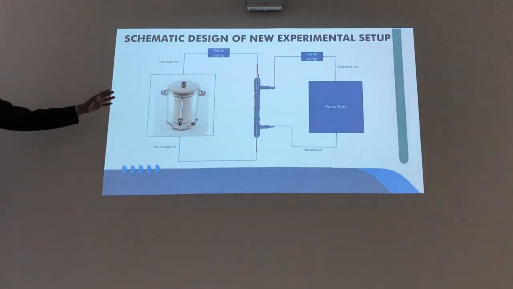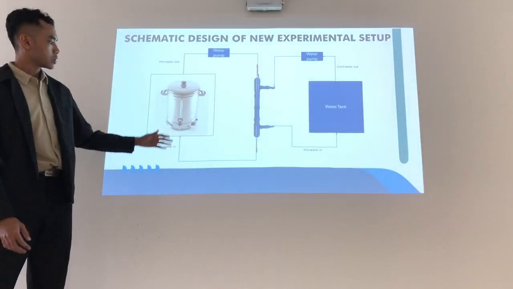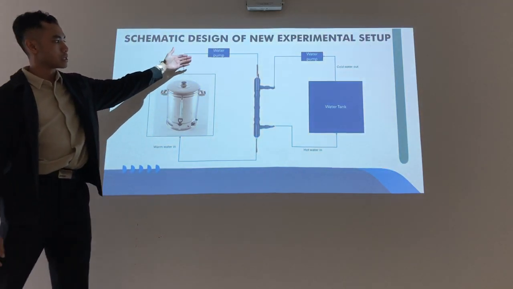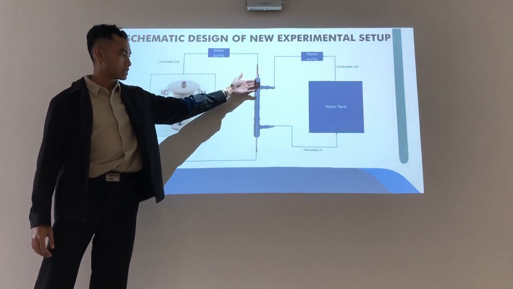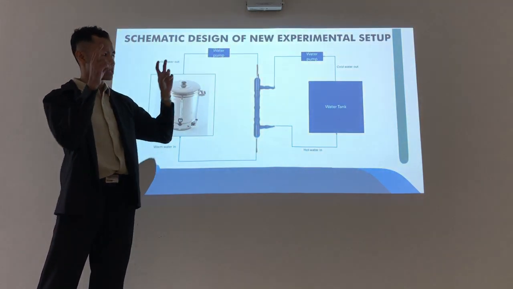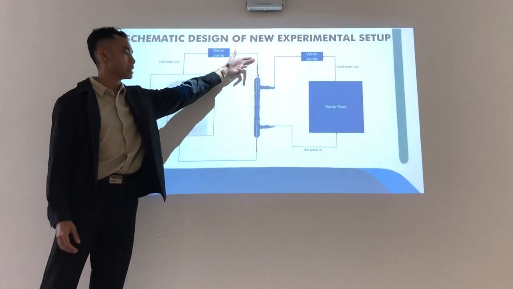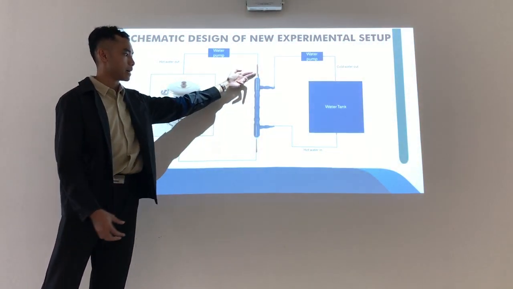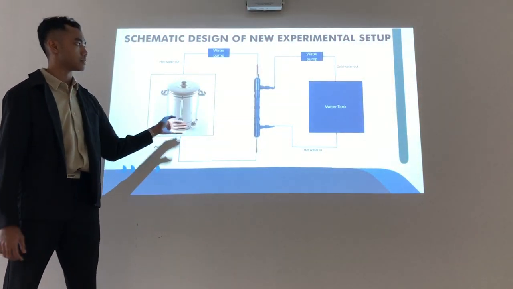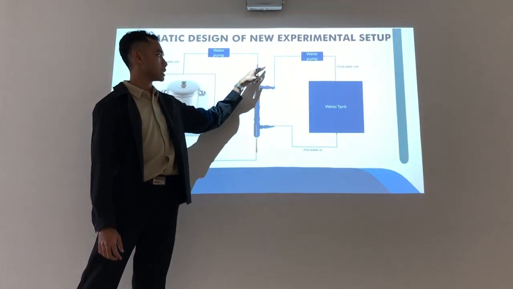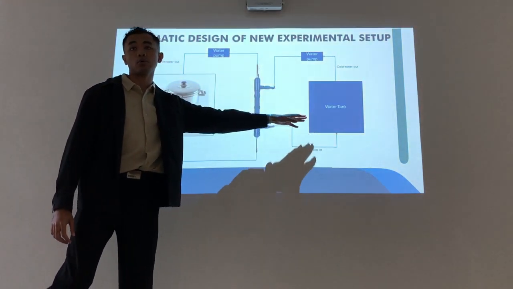So this is just the schematic of the diagram itself. Hot water will be pumped into the system, and then it will enter. This acts, for example, as the refrigerant in the real system. Then it will heat up the pipe, and then go back into the system. Then for the water tank, cold water goes in, and then hot water will go out.